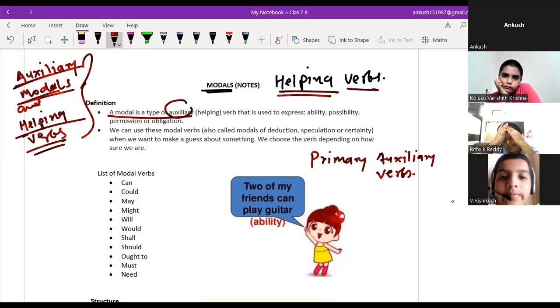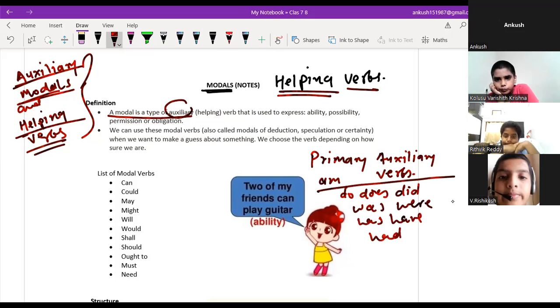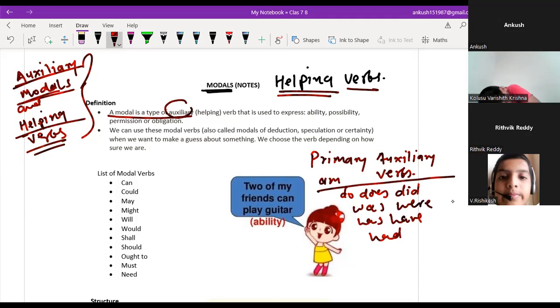Primary auxiliary verbs are like do, does, did, was, am, were, has, have, had. These are called the primary auxiliary verbs, as they are used to identify the tense. So what is meant by auxiliary? Same as modals or helping verb. That is why it is called auxiliary.